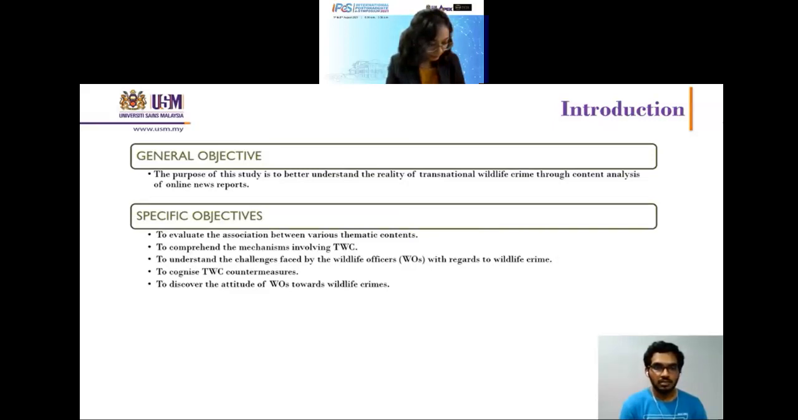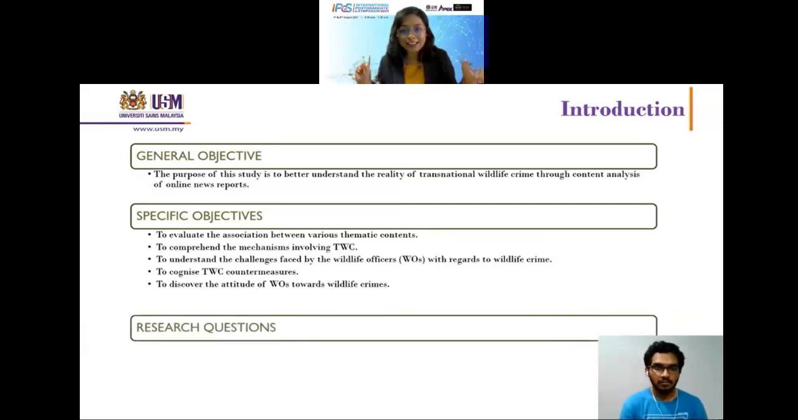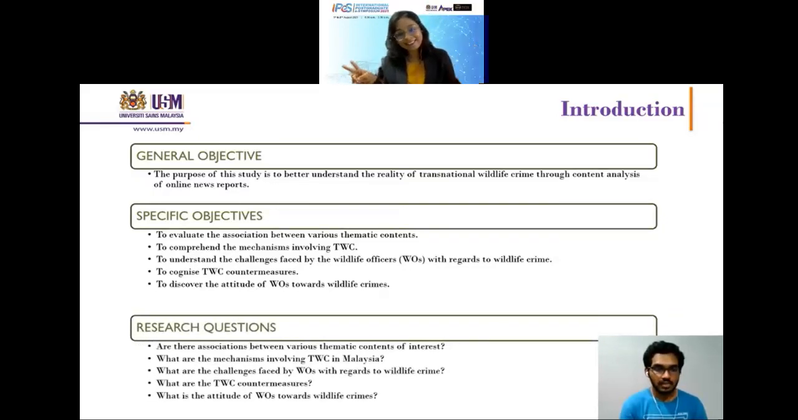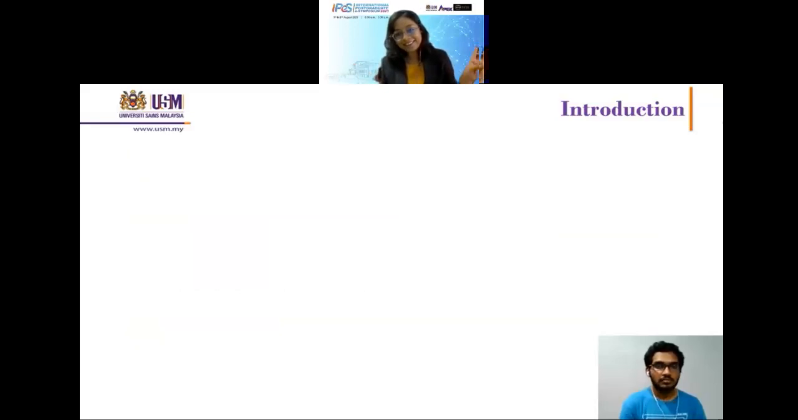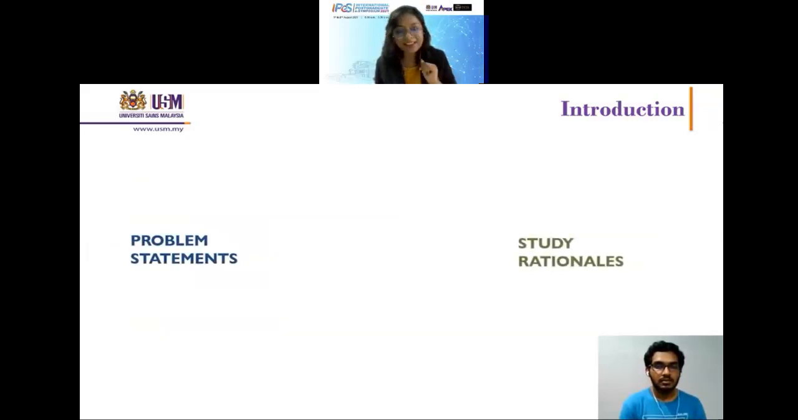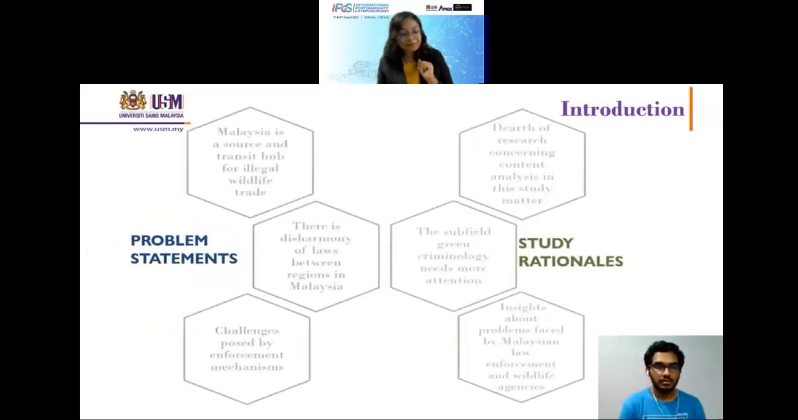The first specific objective was addressed through quantitative analysis. The rest of the specific objectives were addressed through qualitative content analysis. There are five research questions that resonate with the five specific objectives. There are three problem statements and three study rationales in this research.